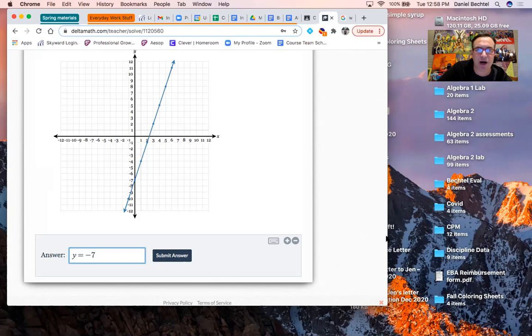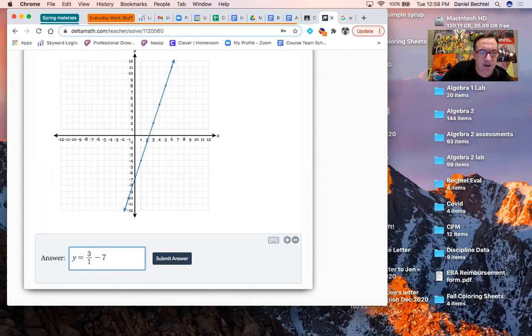We always put the up on the top. So if I'm going to do that, that means I'm going to have a 3 on the top of my fraction and a 1 on the bottom of my fraction. So it's going to be 3 over 1x, because I always have the slope in front of the x. And then that -7 is right down here.